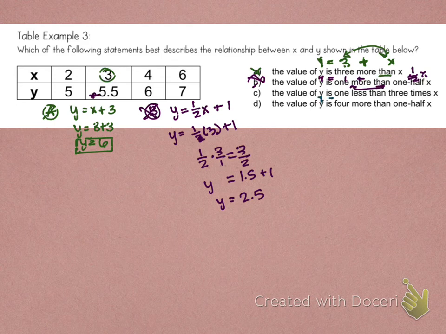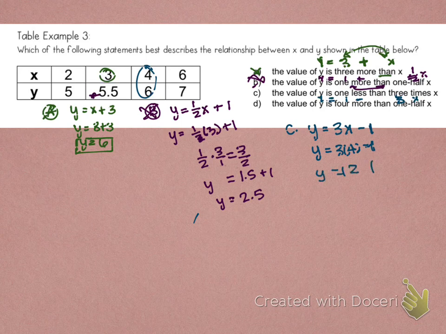Y is 1 less than 3 times x. So C says y is 3x minus 1. Okay, y equals 3 times, we'll try this one. Let's plug in 4 for x, minus 1. Y equals 12 minus 1, which equals 11. That is not true. So C does not work. Okay, last one.